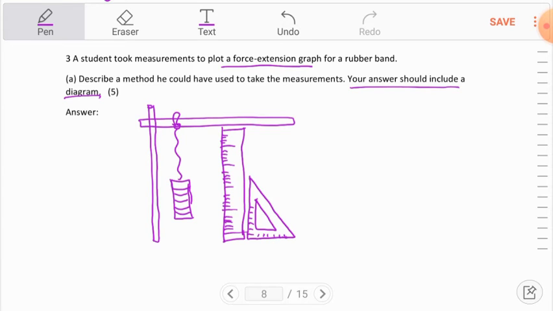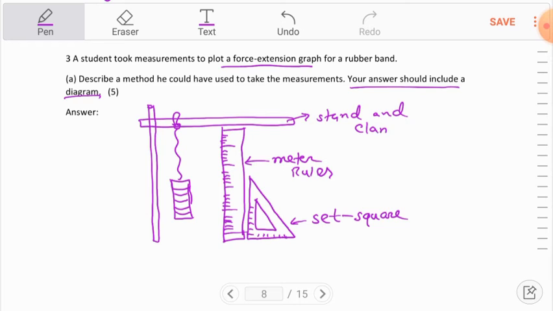Okay, so let's now label the diagram. This is set square, this is meter ruler, this is stand and clamp, this is a rubber band, and this is the slotted mass hanger.